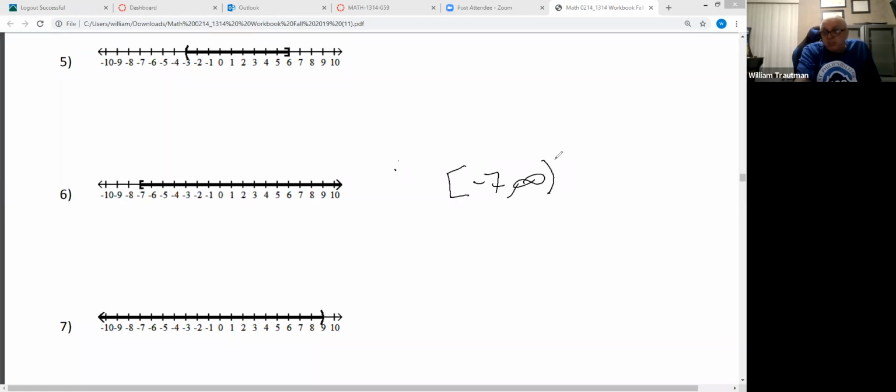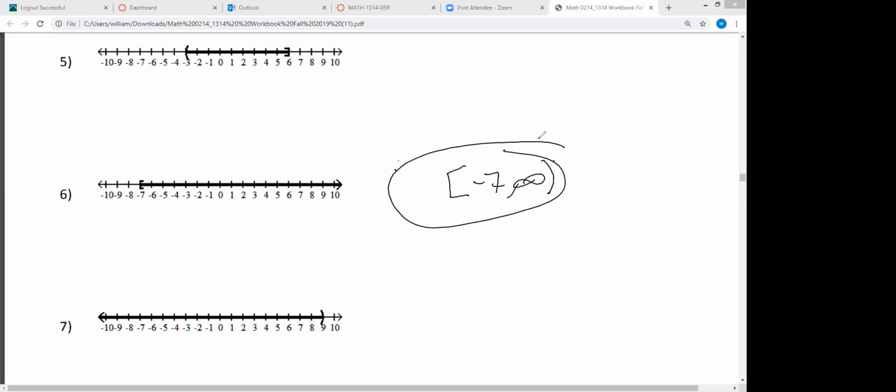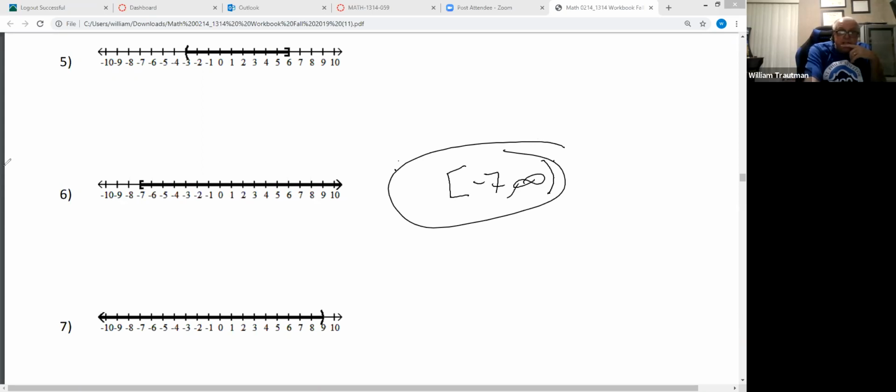You can never touch infinity. That's why it always has a parentheses. So the parentheses and the bracket are really important in this problem. So it's -7 comma infinity, but the -7 has the bracket because this has a bracket. There's an equal sign. You can never equal infinity, so you always put a parentheses by the infinity.